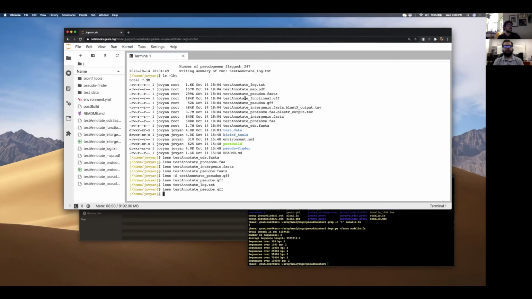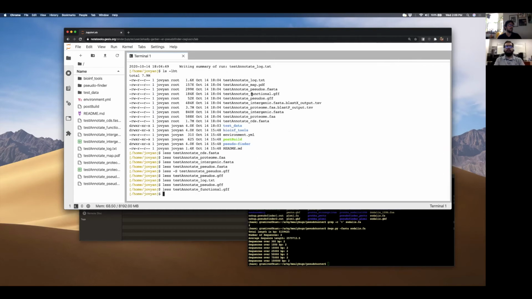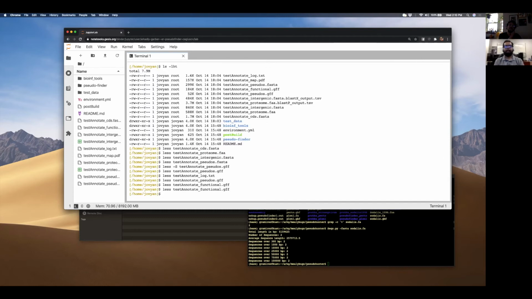And then the functional genes, or the intact genes, we're planning on renaming this functional to intact, because we really can't assume function based on this, but we can just say that the gene appears to be intact. And this looks like a GFF file that you might see from Prokka.